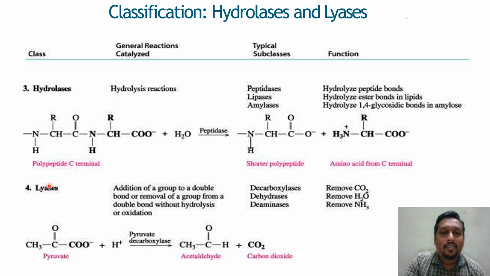Lyases: addition of a group to a double bond or removal of a group from a double bond without hydrolysis or oxidation. Typical subclasses are decarboxylases, dehydrases, and deaminases. Decarboxylases remove carbon dioxide, dehydrases remove water, and deaminases remove ammonia. One example of a decarboxylase is pyruvate decarboxylase. Since you are going to decarboxylate the substrate pyruvate, you will end up with acetaldehyde.